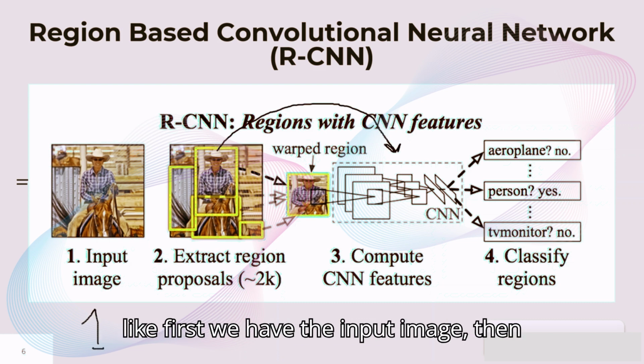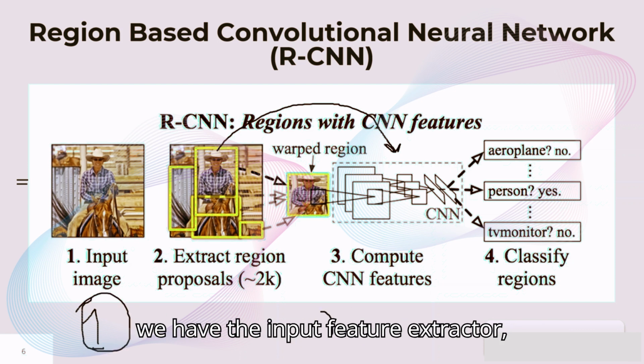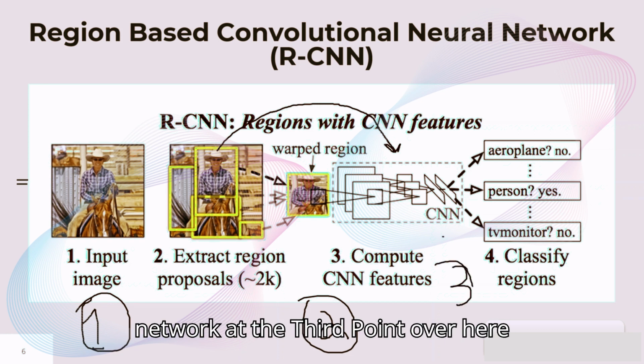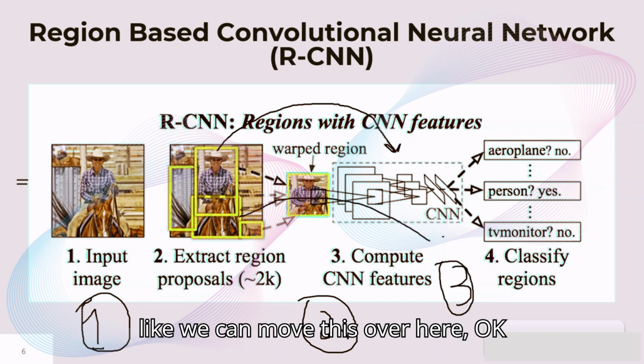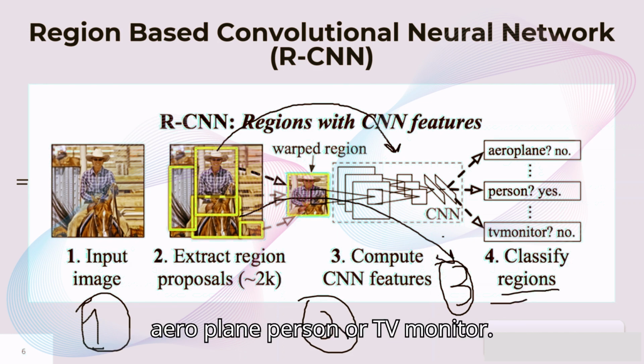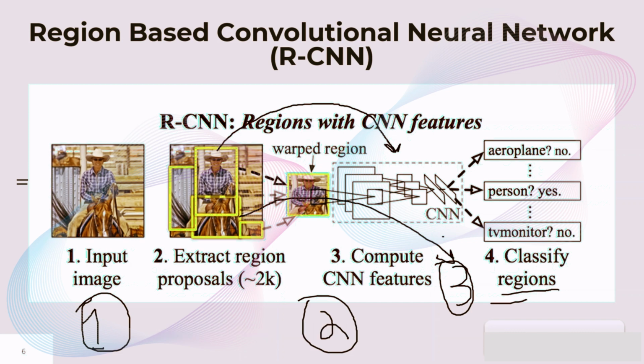First we have the input image, then the feature extractor, then we can have the region proposal network at the third point over here. Like we can move this over here. And then we can classify, like this is an aeroplane, person or TV monitor.